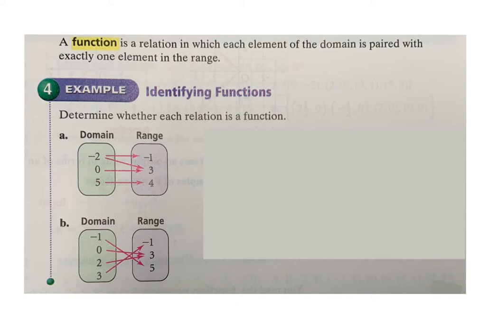Look at the second one. -1 goes to 5, 0 goes to 3, 2 goes to 3, 3 goes to -1. I have 2 of my inputs giving me the same output of 3. Perfectly fine. This is a function. Meaning I cannot have 2 lines coming off the same number, but I can have 2 lines going to the same number. All right? So every input has to have one and only one output. That defines a function.